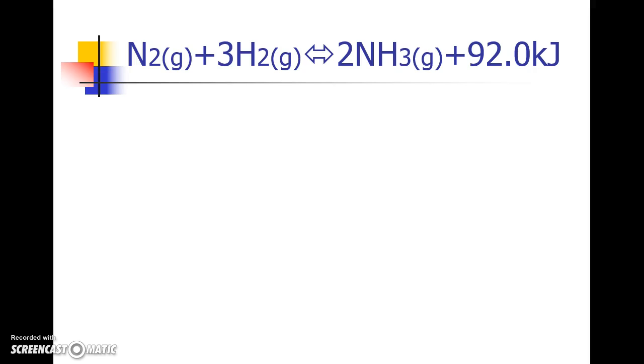We're looking at nitrogen plus hydrogen yields ammonia, and then we have our energy put back in. Think for a minute about what type of reaction this is. Is it endothermic or exothermic? If you said exothermic, then you're correct, because our heat is a product.